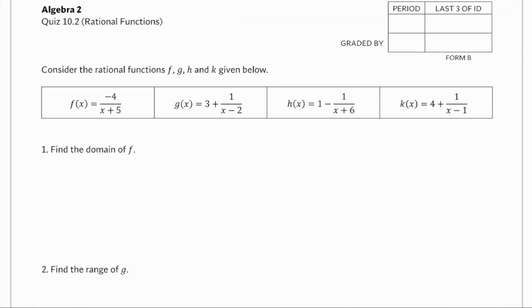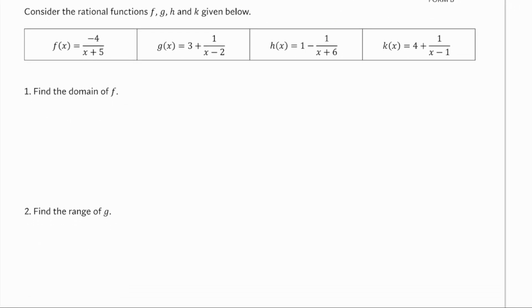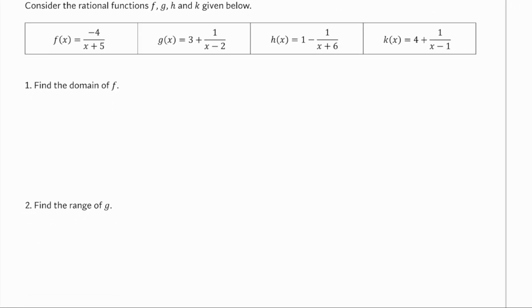Let's move on to Form B. Okay, first, for the domain of the function, we're going to grab that denominator and make sure that's not equal to 0 for domain. Okay, so x plus 5 is going to be not equal to 0. Solve that and see that, okay, that's going to be where x is not equal to negative 5.